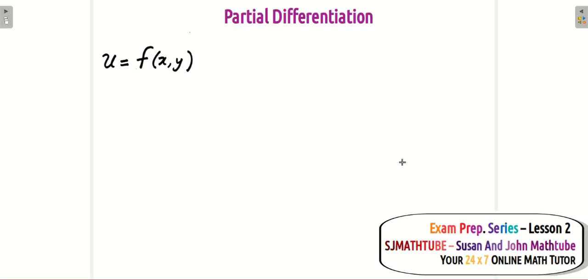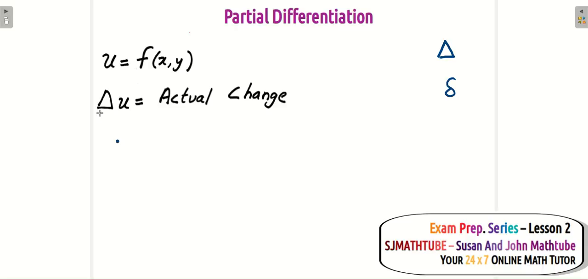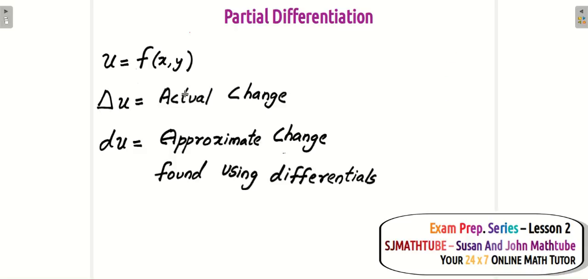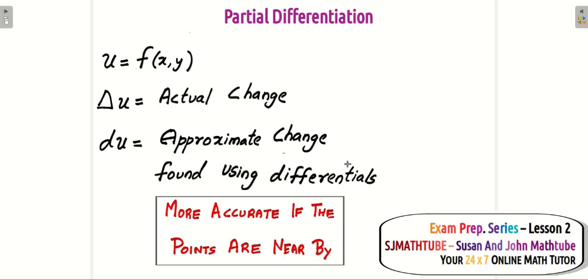So look at this. Suppose u is a function in two variables, let's say x and y. Then this notation, capital delta u, this is capital delta and this is small delta. This notation refers to actual change, and this du, or in some books delta u, is the approximate change which we find using calculus or the differential method. And remember, this method will be accurate if you consider very nearby points. I'm sure you're confused with these things. Let's do one problem and understand.